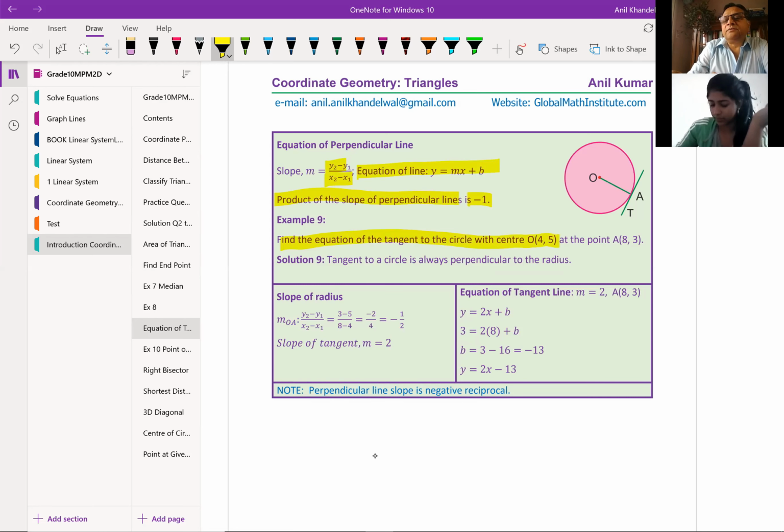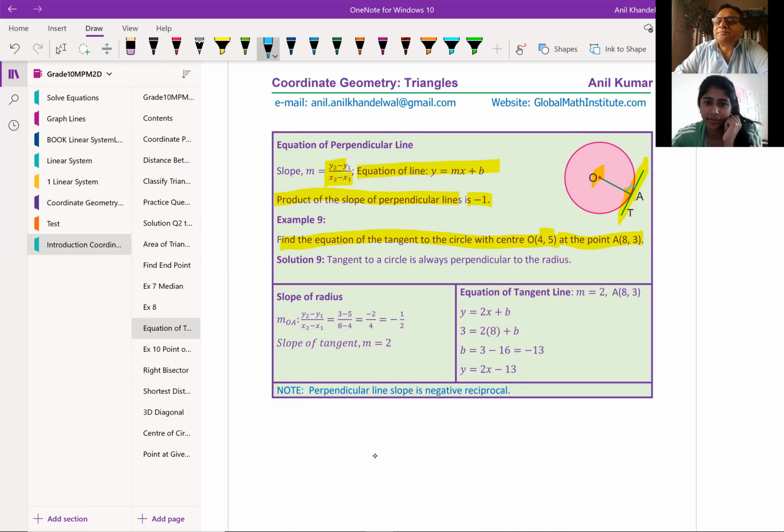Find the equation of the tangent to the circle with center 4, 5 at a point 8, 3. So you need to find the equation of the tangent to the circle at A. How will you find this? Tell me. We are given point O and A, and we want to find the equation of the tangent line.